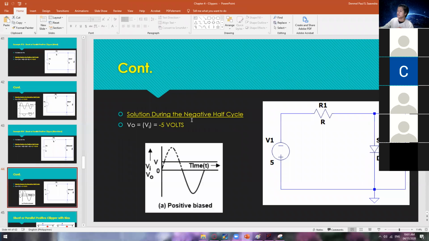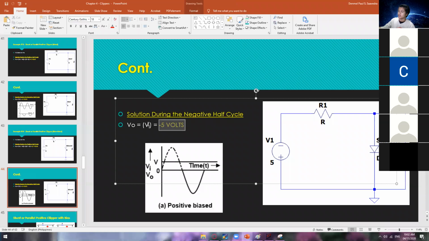And then during the negative half cycle, even though this one is now a silicon diode, which has a threshold voltage, because it's in the negative half cycle or in reverse bias, this one will become an open circuit. As a result, whatever our V sub I is will always be equal to our V sub O. As you can see, this one is much simpler when it comes to computing the V sub O.